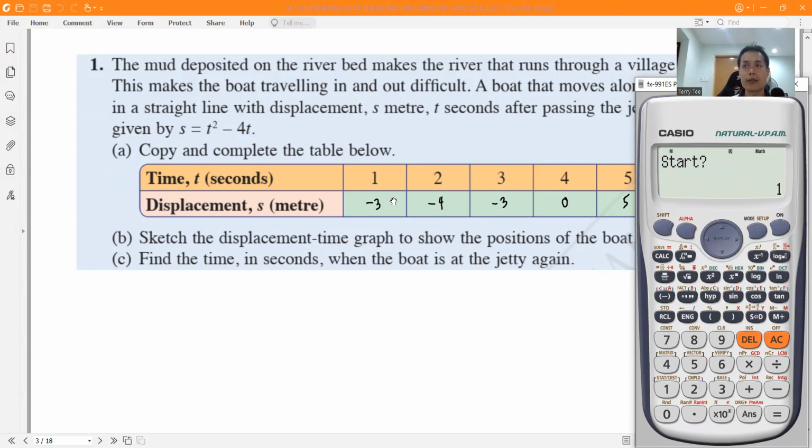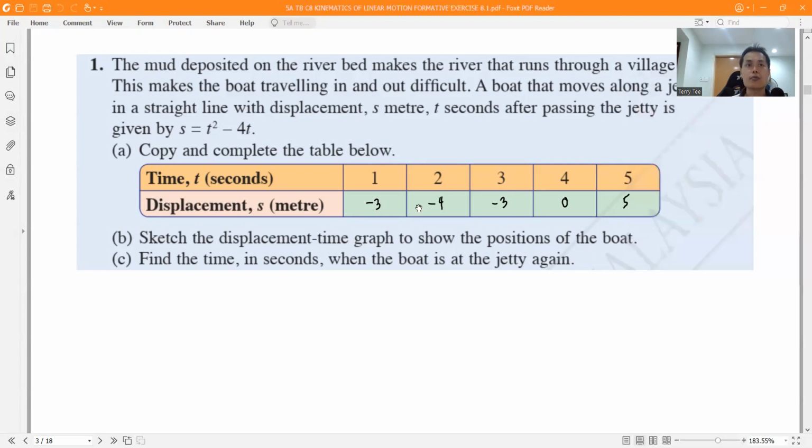Where do you start? You start from 1. Where do you end? You end with 5. And what is the step? The step is 1, because the step is the difference between each t value here. So you press equals, and you can generate the whole table straight away. First one is -3, second one is -4, next one is -3 again, then 0 and 5. Fairly simple. Next we're going to sketch the displacement time graph.